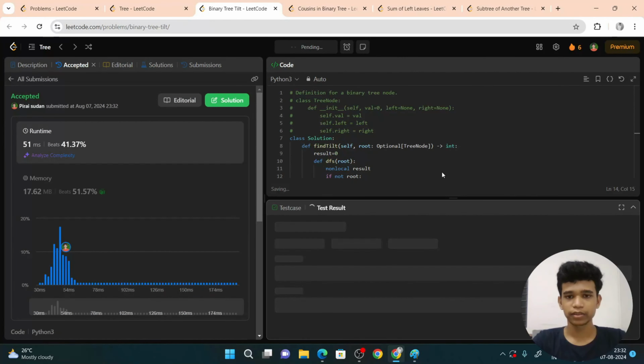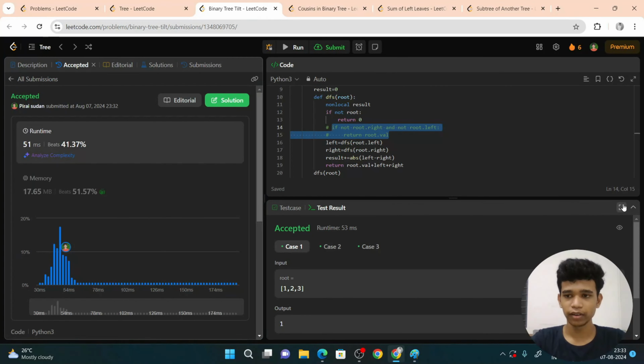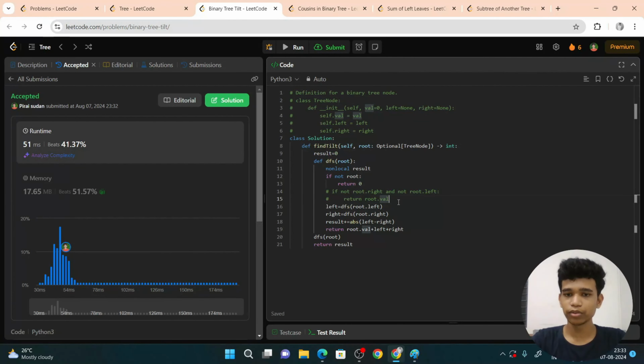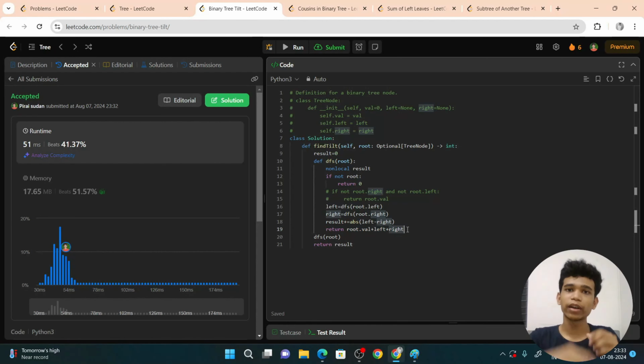Let me run it first. Yes. Now let us submit it. Yes, it is submitted successfully, right? See here, we don't need to give this also, because if I give this, it directly returns the leaf value. If I don't give this, it goes for left and right. It will be 0 plus 0 and the root's value. Okay. And here also we can directly return root.val plus left plus right. We don't need to convert the root.val into the sum of the left and right subtree like that. We don't need to do that. Clear, right? Thank you.